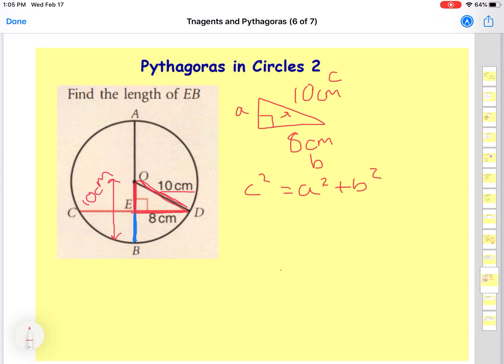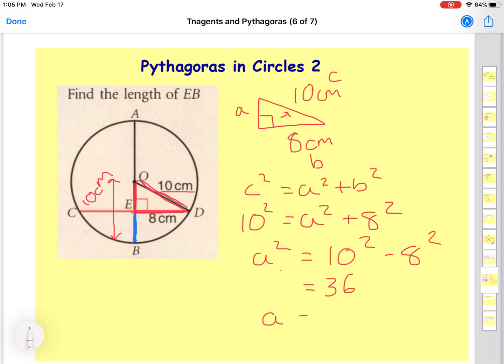There's no need to do this step very slowly. That's 8 squared. So A squared has to be 10 squared, take away 8 squared. Okay, I missed out a couple of lines in there because we have looked at these calculations a lot yesterday. A squared is 36, so A is the square root of 36, which is 6. Now that tells me that the length here from O to E is 6.